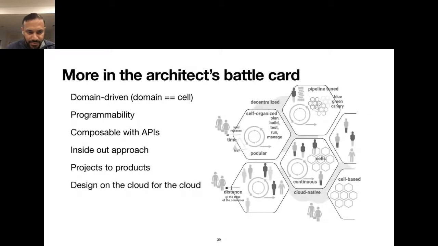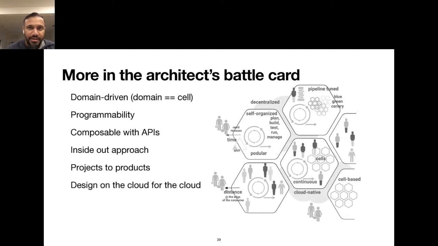So moving to the next slide. We discussed some really good best practices, but there are more that we can add to our portfolio. First thing is following domain-driven design. As I explained, we call them cells. And increase the programmability, because we discussed automation. Without programmability, it's really hard to have proper automation.